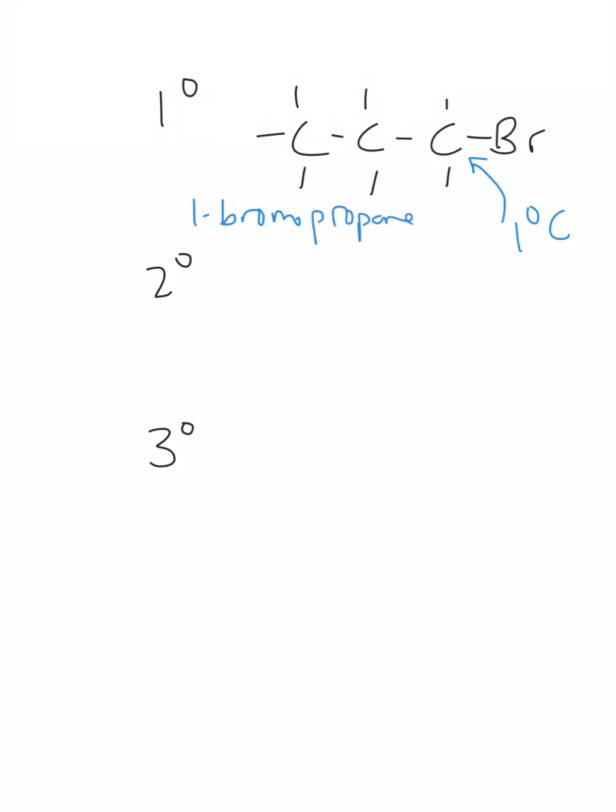Okay, so a secondary would mean that the substituent, halide residue, whatever you want to call it, would be attached to a secondary carbon. So in this case, you can see that carbon right there where the bromo is attached is a secondary. And the name of this thing would be 2-bromopropane.